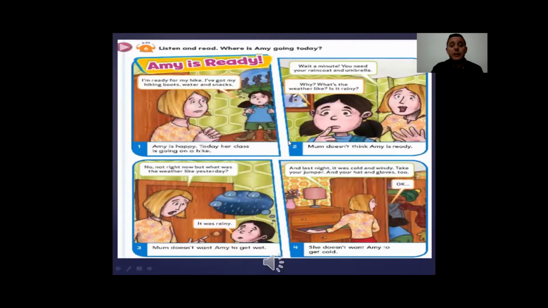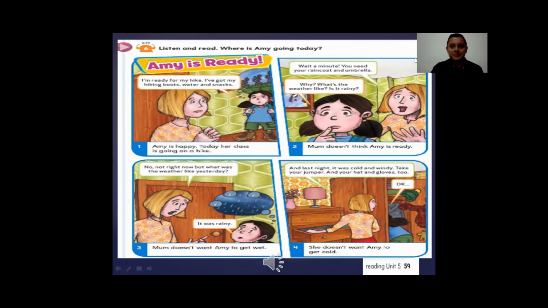So now open your pupil's book, page 58 and 59. 58 and 59. You're going to see our new reading passage, Amy is ready. So let's listen to this passage, then we're going to talk again. So, are you ready? Okay, let's listen to this passage in your pupil's book, I'm repeating, on page 58 and 59. Okay, so let's listen.